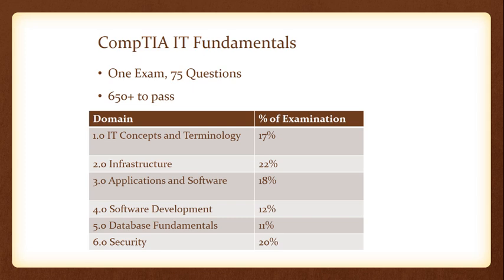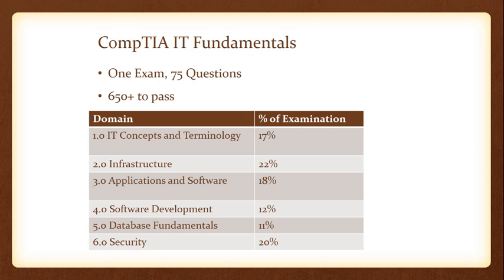The CompTIA IT Fundamentals exam is only one exam. Some other CompTIA tests, such as the A+, are actually broken up into two parts. The CompTIA IT Fundamentals Plus exam is only one exam. It is 75 questions. It is a timed exam, and you would only have 60 minutes to answer these questions. All of them are multiple choice. There are some where you do need to mark more than one answer, but for the most part, you just have to choose one by clicking on it. The exam is based out of 900 points. You do need a 650 score or better to pass.